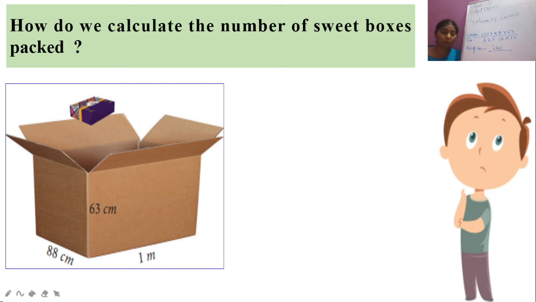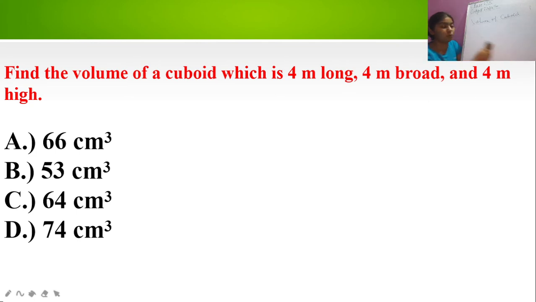Okay students. Now students, one more question arises. Find the volume of a cuboid which is 4 meter long, 4 meter broad and 4 meter high. So you have to calculate the volume of the cuboid. Do you get the answer? Calculate it and choose the correct option A, B, C, D. Yes students, you just have to multiply all the dimensions which you have. Yes, very good. So the correct answer is C. Very good. 64 centimeter cube, right? So please check your answer, students.